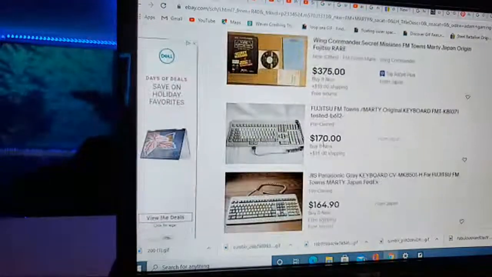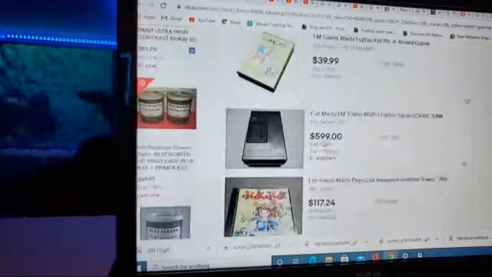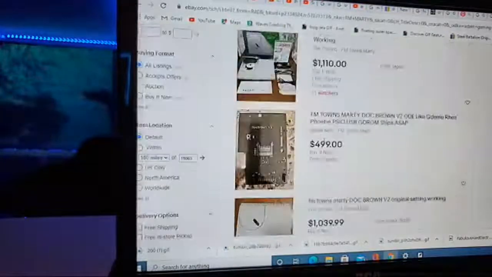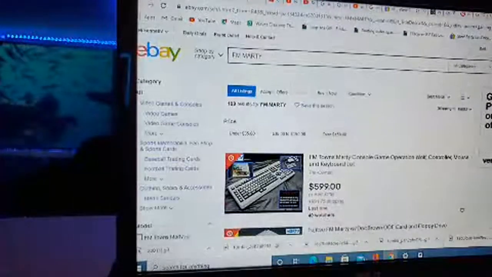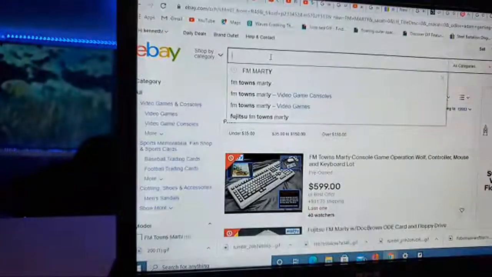These were the collectors. This is if you had money. If you had money, you had 3DO, and you had F and Marty. You had not so much TurboGrafx.